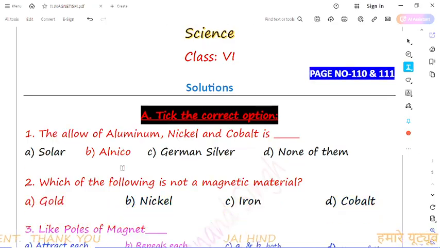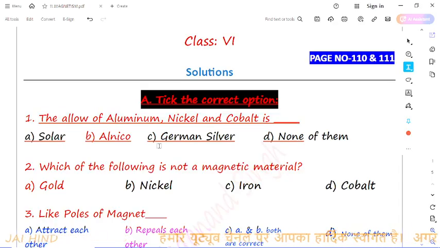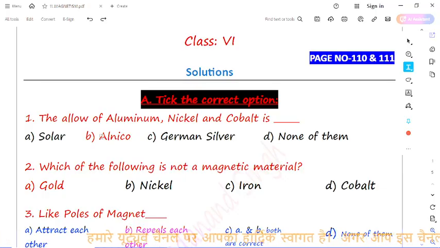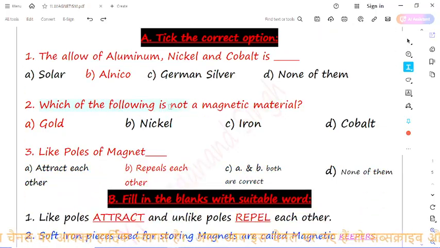The first question is: the alloy of aluminum, nickel and cobalt is dash. The correct answer is Alnico, meaning aluminum, nickel and cobalt. Now the second question is: which of the following is not a magnetic material? These are the options here. We have to find out the non-magnetic material. That option is gold. Gold is not a magnetic material.